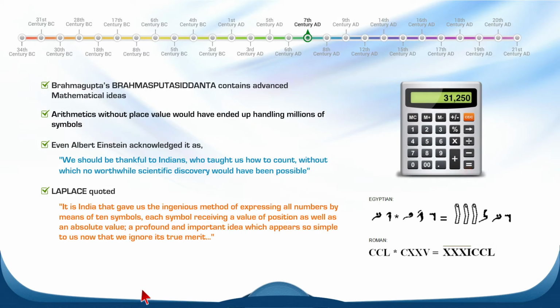The most important discovery was the place value system, which is still used in the modern world and not there in other number systems. Just imagine multiplying 250 with 125 using Roman numerals, Egyptian or Chinese numerals, etc. It is very complex, for which Albert Einstein rightly acknowledged that Indians taught the world to count.